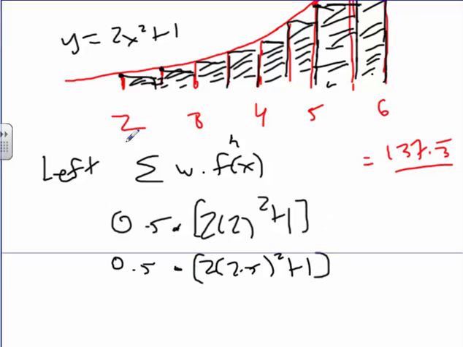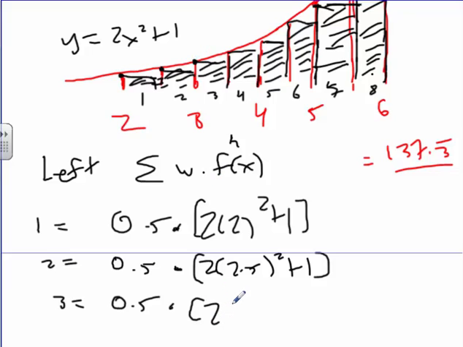So this is box, I'll even label them. This is box 1, box 2, box 3, box 4, box 5, box 6, box 7, and box 8. So this is box 1. This is box 2. All right, so keep the pattern going. Box 3, its width again is 0.5. What is its height? Well, its height is based on this corner right here. And this corner is where you have an x value of 3. So I'll go 2 times 3 squared plus 1.